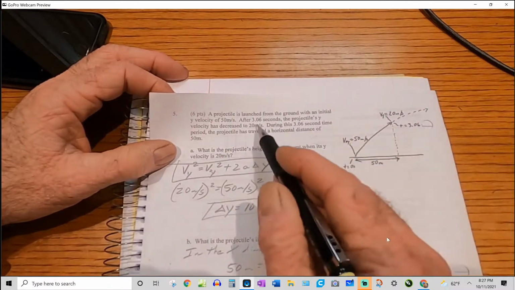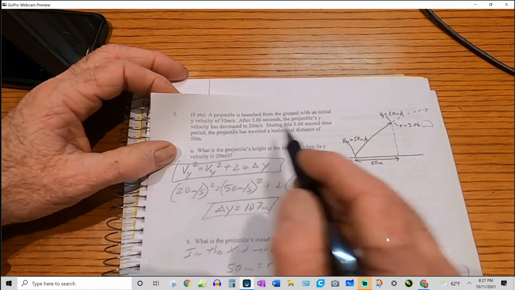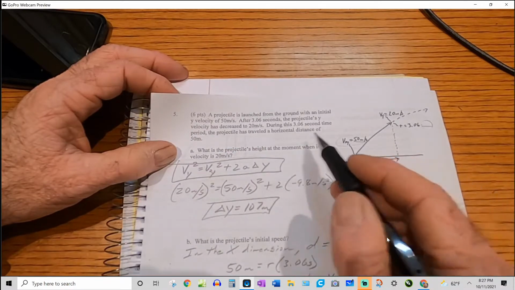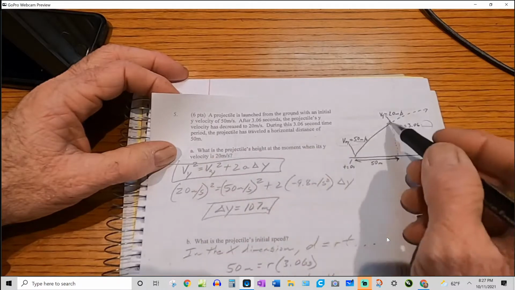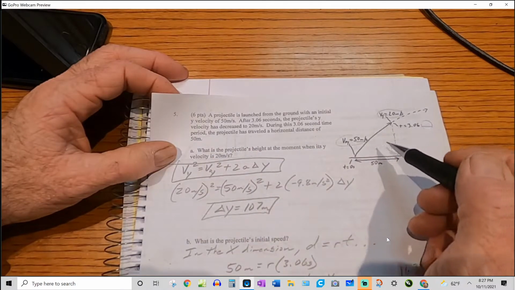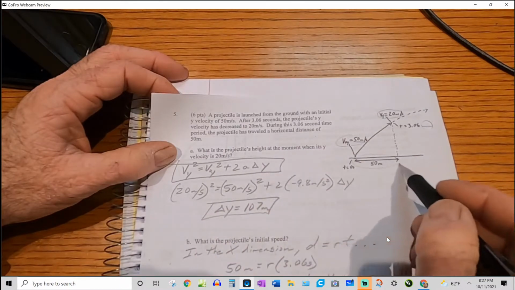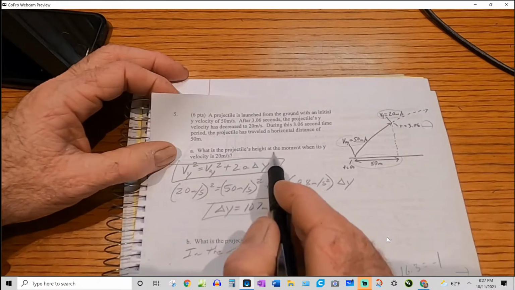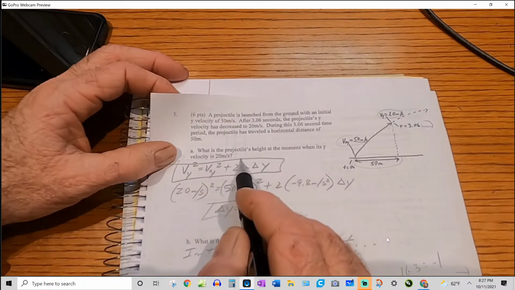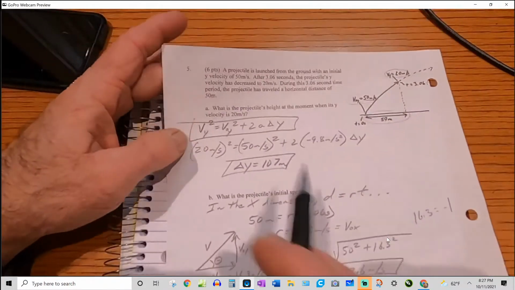So the projectile was launched from the ground with an initial y velocity. V0y is 50. After 3.06 seconds, the projectile's y velocity is 20 meters per second. During this time period, the projectile has traveled a horizontal distance of 50 meters. What's the projectile's height at the moment when its y velocity is 20 meters per second? So here's what I did.